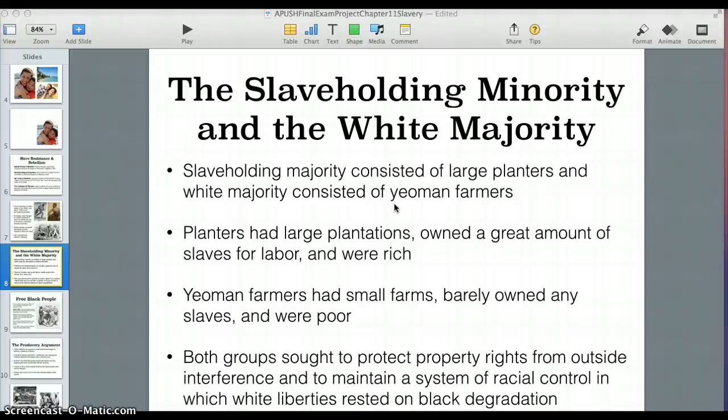Small slaveholders had little economic security compared to large slaveholders. A deadly outbreak of disease among their slaves or a single bad crop could destroy their credit and force them to sell their slaves to clear their debt.